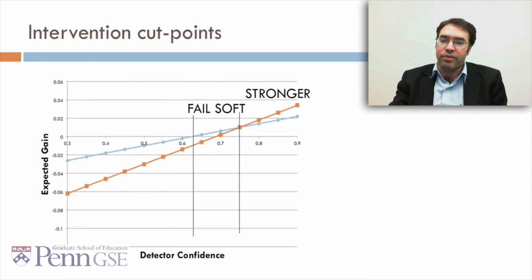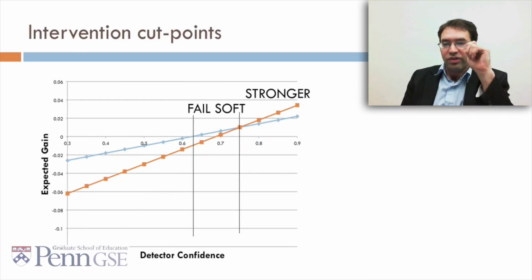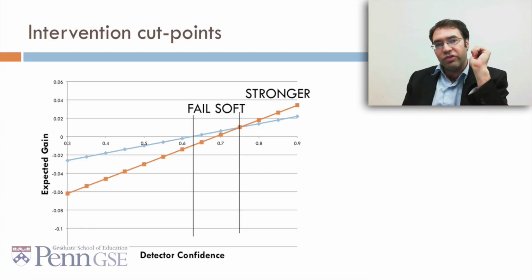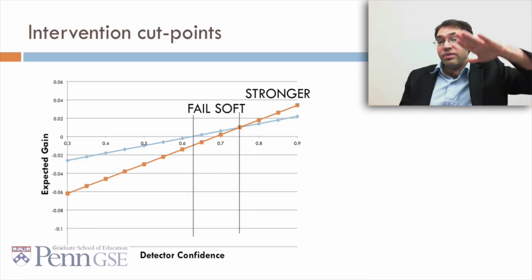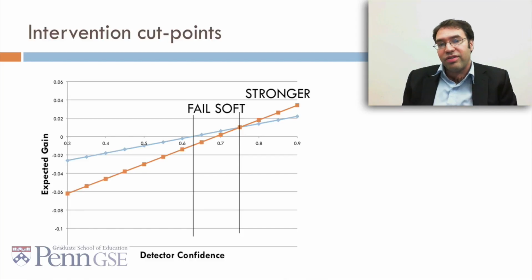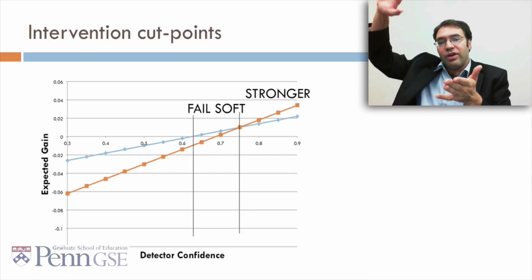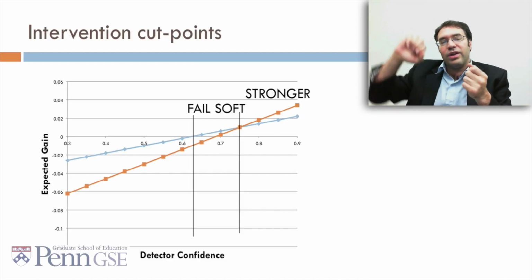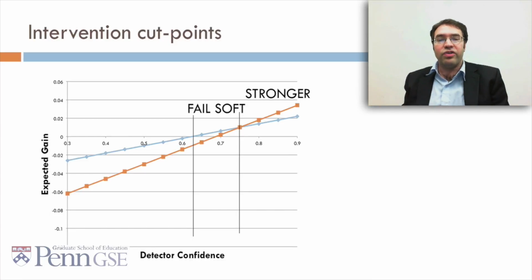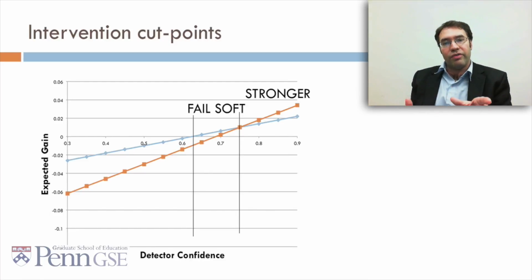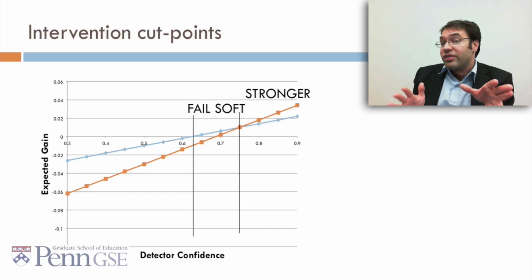So what you can say from this is that there's a certain range where the weaker of the two interventions starts to work, where it comes above 0, and it's better than the stronger of the two interventions. That's the fail-soft range. In this case, between about 62% and about 75%. Above 75%, you want to use the stronger intervention. So by doing this type of cost-benefit analysis, you get an idea of where you want to apply interventions. And it isn't always just at 50%.